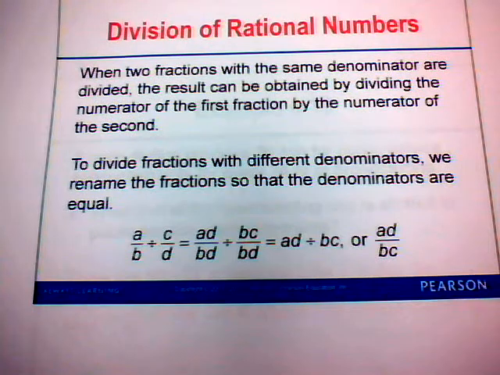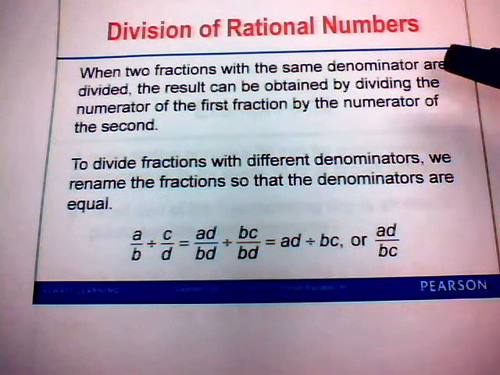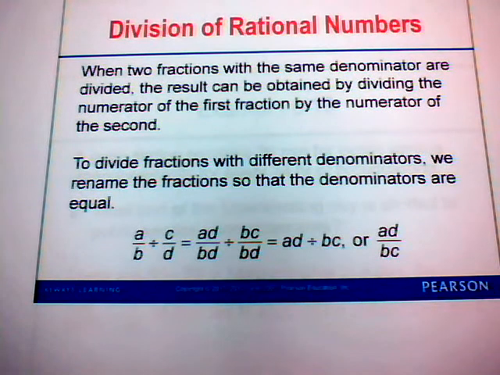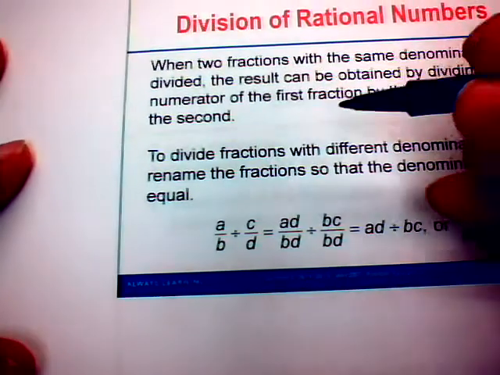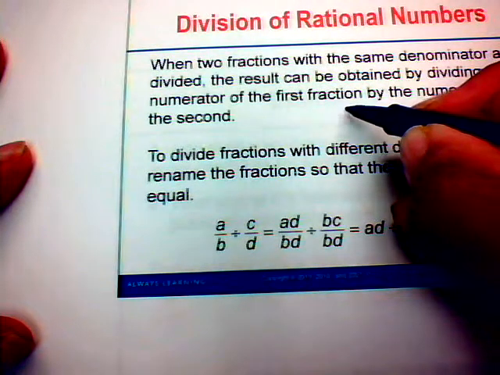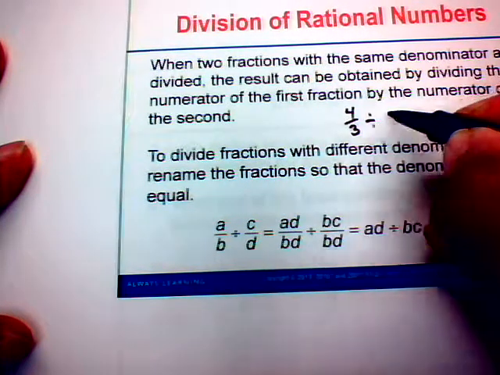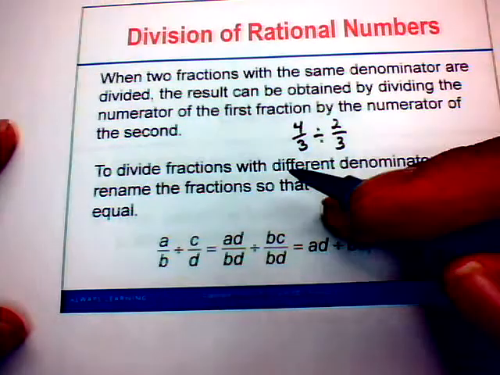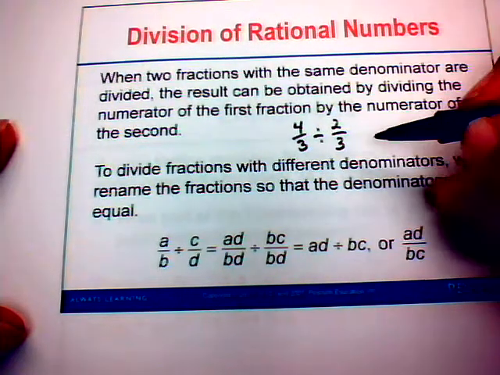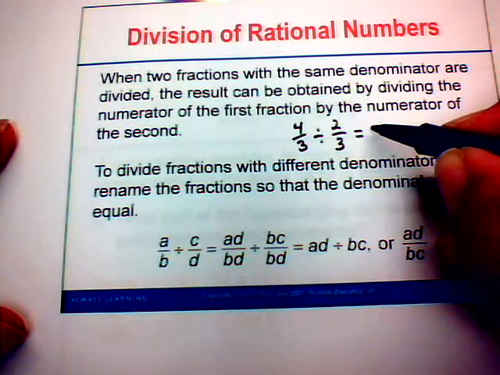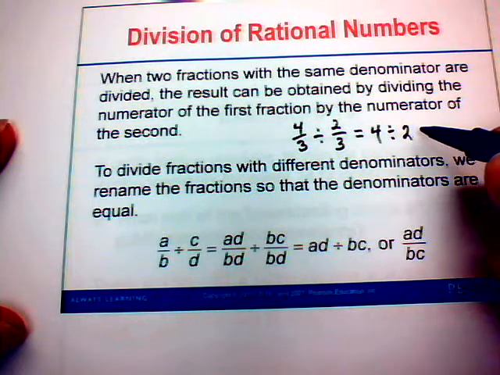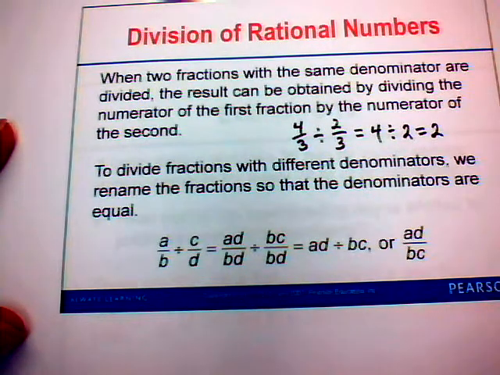And when two fractions with the same denominator are divided, the result can be obtained by dividing the numerator of the first fraction by the numerator of the second fraction. Okay? Now, let me give you an example of just that. Let's say 4/3 divided by 2/3. Here the denominators are the same. So we can come up with our answer by just dividing the numerator of the first fraction by the numerator of the second. So in this case, 4 divided by 2 is simply 2.